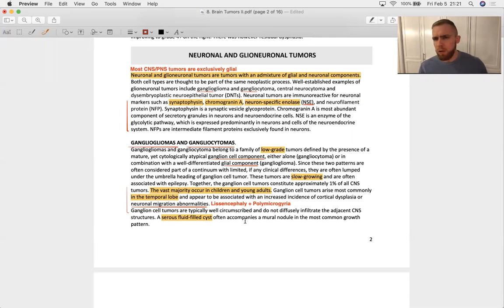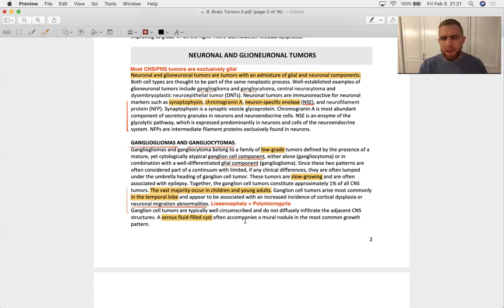So glial, you know what that word means. That means the supporting tissue of the brain, aka any cell in the brain that is not a neuron or an immune cell is a glial cell. And every tumor in that first SDL was a glial tumor. The astrocytoma, the astrocyte's a glial cell. The oligodendrocyte is a glial cell. But now we introduce glioneuronal tumors, which are part glia, part neuron.